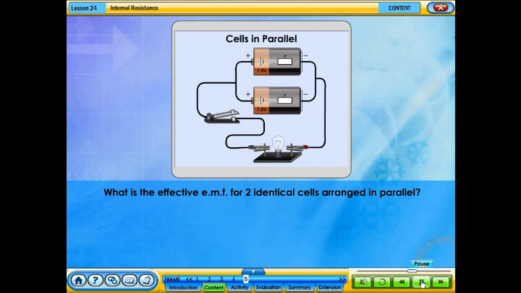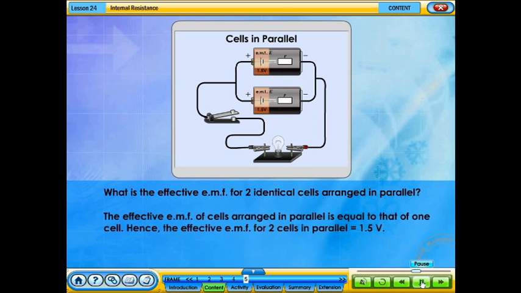What is the effective EMF for two identical cells arranged in parallel? The effective EMF of cells arranged in parallel is equal to that of one cell. Hence, the effective EMF for two cells in parallel equals 1.5 volts.